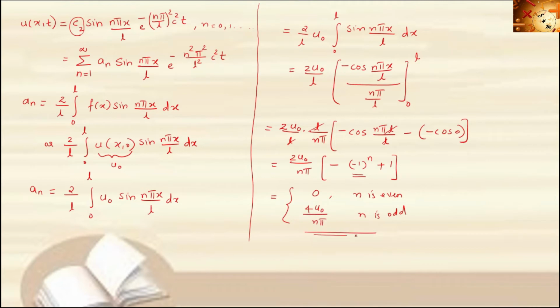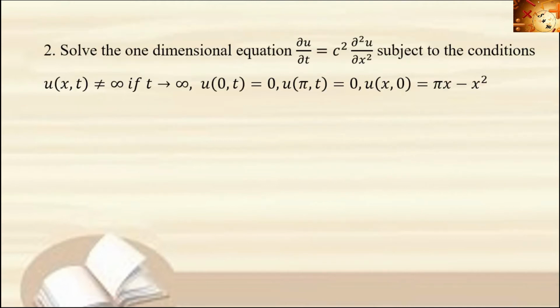So the solution is u of xt is equal to sigma n equal to 1 to infinity an sine n pi x divided by L e raised to minus n square pi square divided by L square c square t, where an is equal to 0 when n is even, and 4 u naught divided by n pi when n is odd. Next problem.